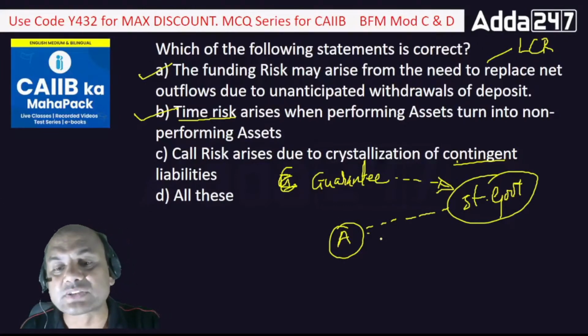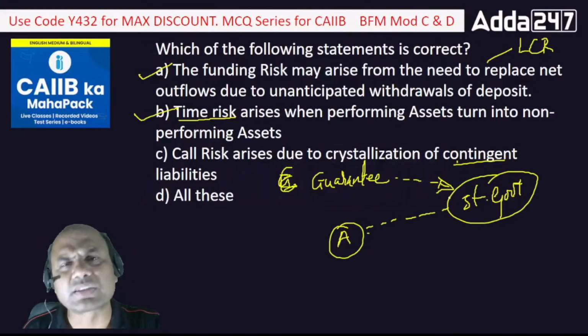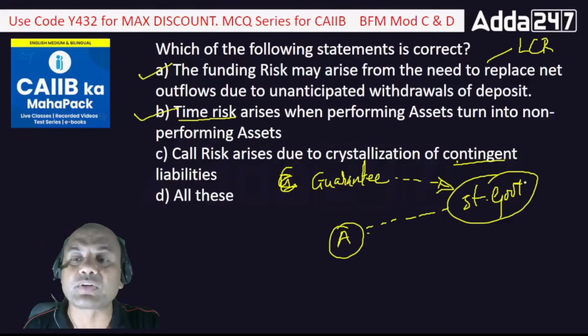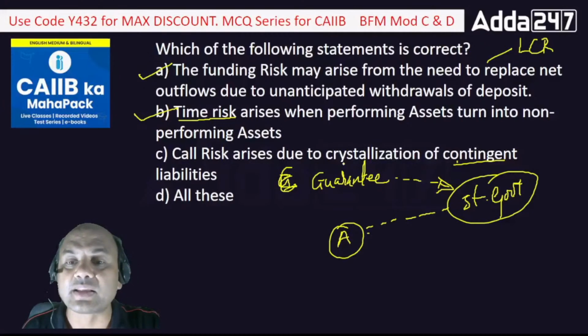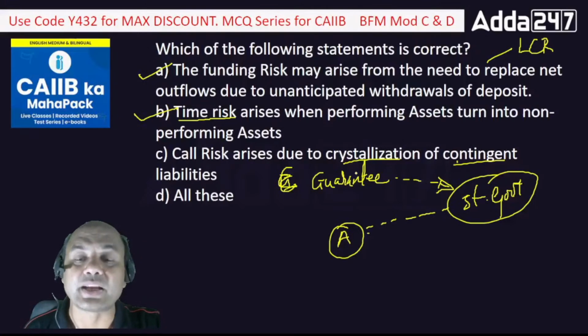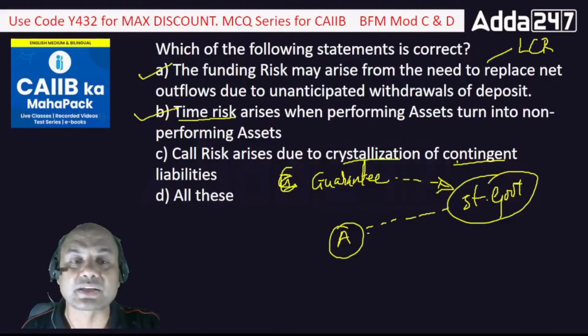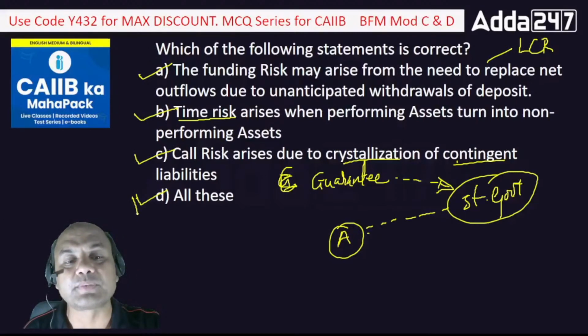Now what happens? A does not build the bridge, or builds it wrong, or makes some error. So the state government will bring that guarantee to me, the bank, and ask me for the payment. That is known as crystallization. This future liability is actually non-funded. Whenever this non-funded liability is converted to funded, at that time it is called crystallization. So all of these are true. All of them are correct.